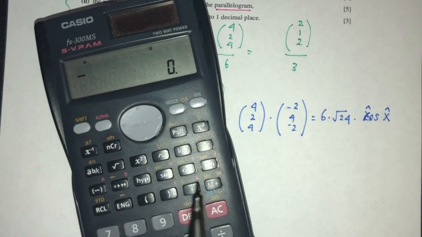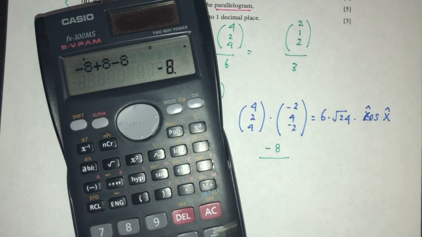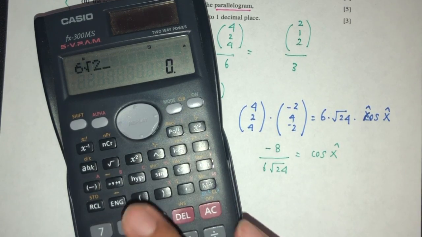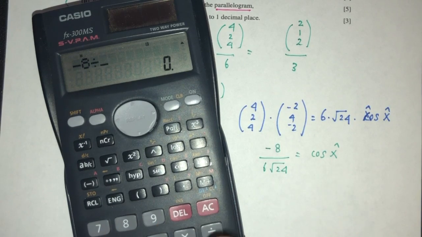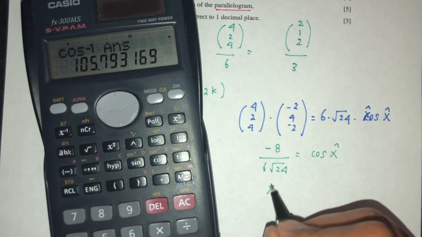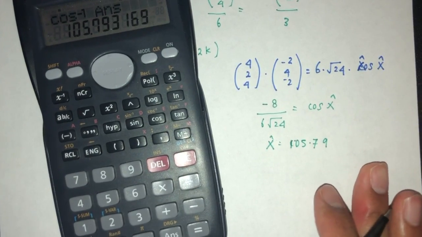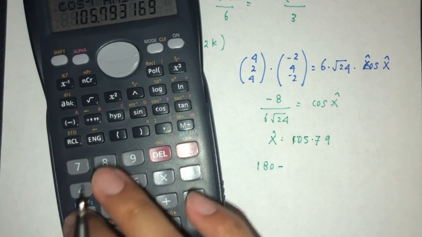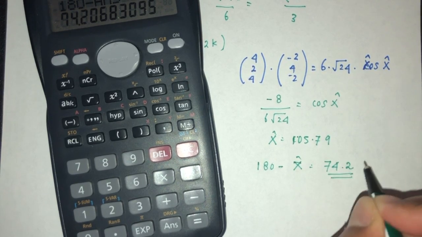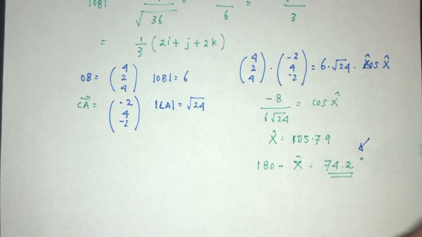Now solve this one by one. So 4 times minus 2 is minus 8, plus 8, plus minus 8. That should be minus 8 divided by 6 root of 24. Cos of x equals minus 8 divided by 6 root of 24. And cos inverse, let's use degrees here. You will have x will be 105.79, but no big deal because now it is not acute. We can change that to acute. We take 180 minus this value to make it become acute. That should be, so 180 minus x, that should be 74.2, correct to 1 decimal place. Okay, that will be part 2 of your question.